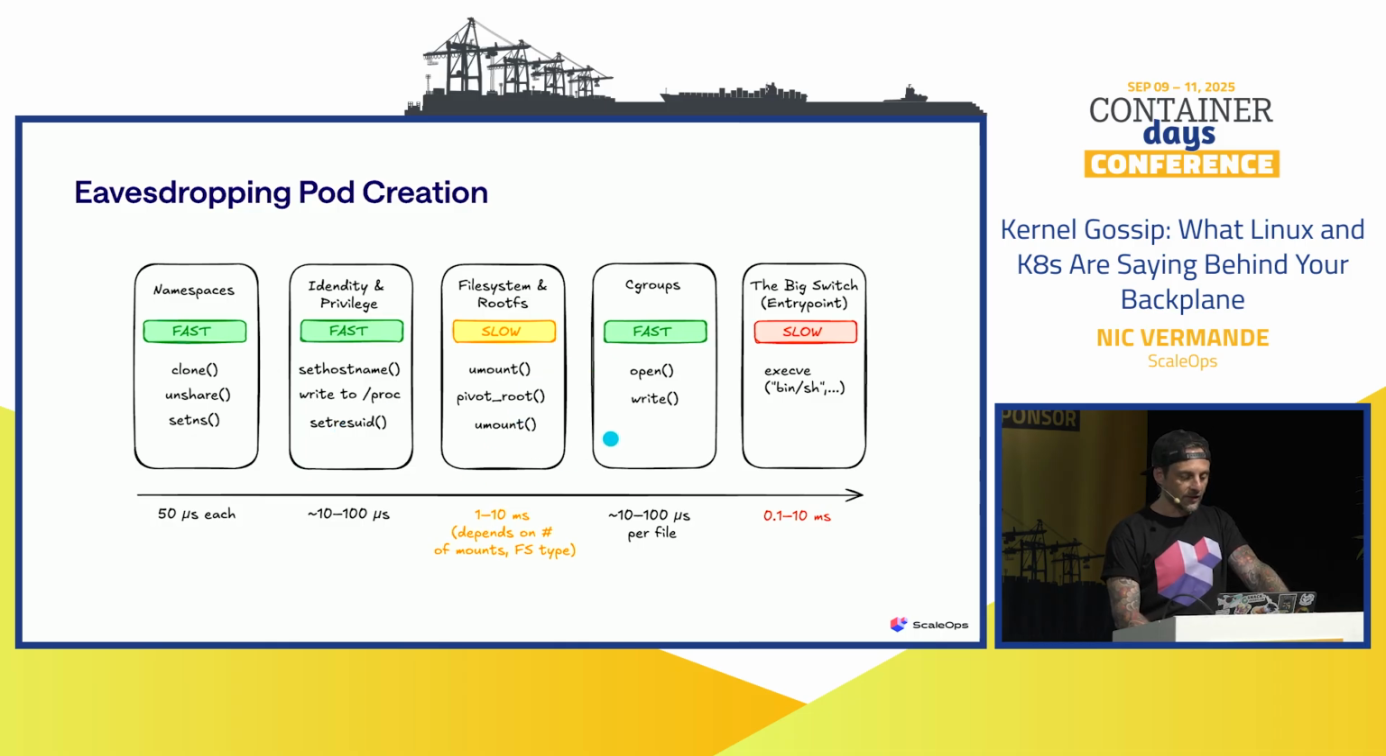Then file system and rootfs. This one is a bit slow. You're going to start seeing things like umount to unmount what is not needed for the container, pivot_root, which is kind of a superpower, much safer, right? All those kinds of things. Depending on the number of mounts and the file system type, this can also cause some delay, right? Then you have the creation of cgroups, which is just creating directories, opening files, and writing ASCII characters into them. And then finally, you have the big switch, which is essentially switching to your entry point to run your container.